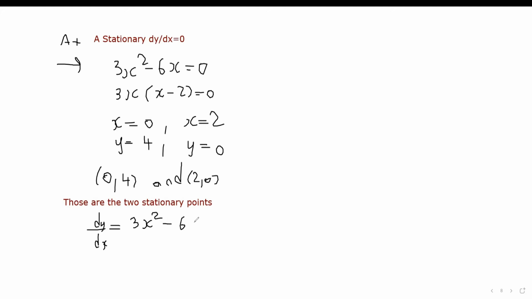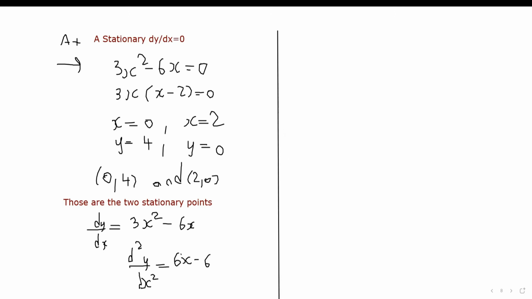So to find d2y by dx squared, you need to differentiate 3x squared minus 6x. When you differentiate, what you get is 6x minus 6.